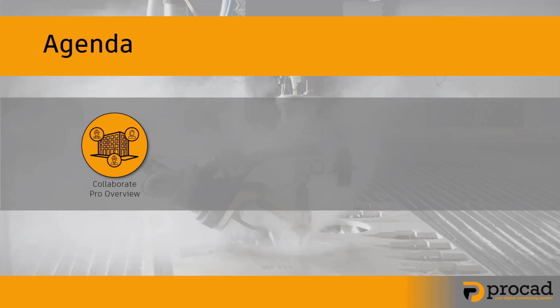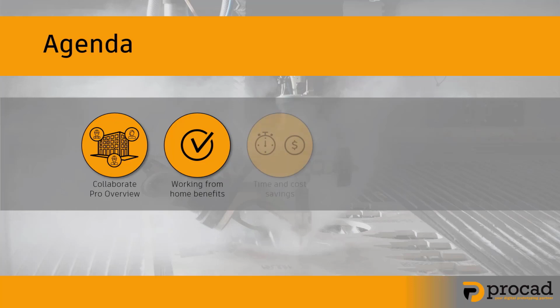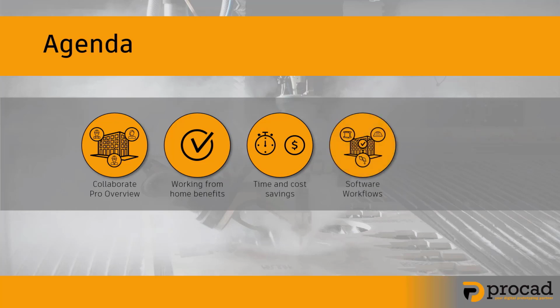We begin by looking at a detailed overview of Autodesk BIM Collaborate Pro, what it involves, and what its purpose is. We will then take a look at working from home benefits, the positives when working from home, and how software can aid in this transition to, for lack of a better phrase, the new normal. Next, we shall identify where the time and cost savings are, followed by Autodesk AEC Collection software workflows. Finally, we will finish this webinar by looking at client interaction. How can we improve communication both through processes and by the use of three-dimensional models?